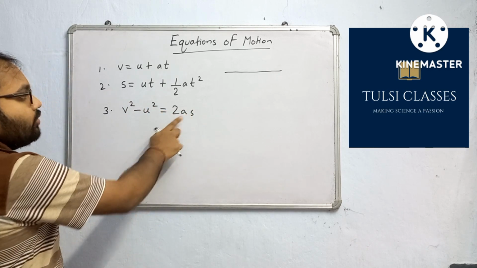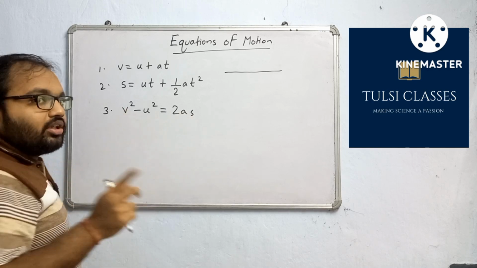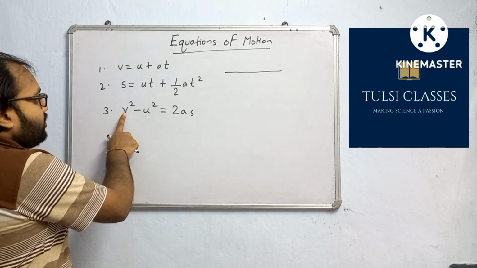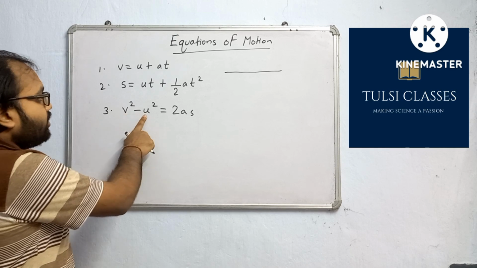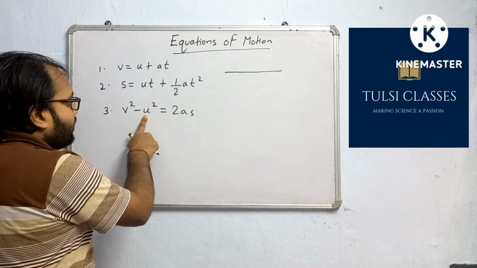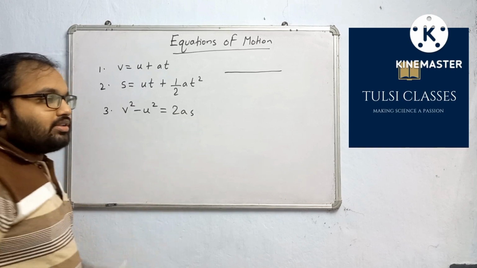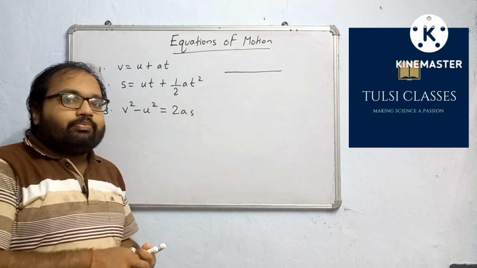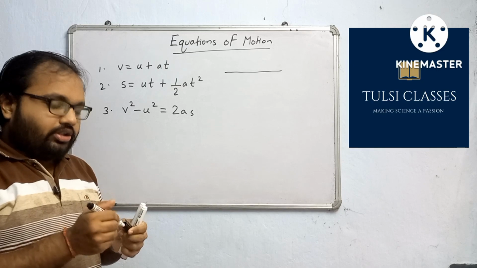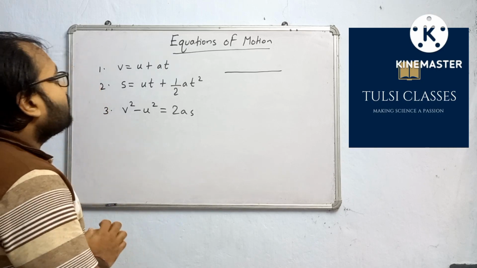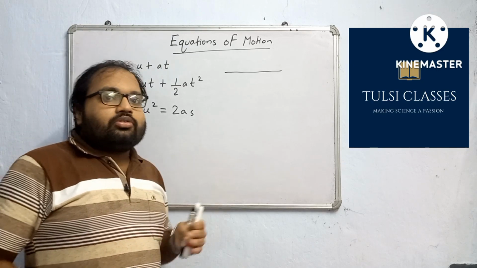Third equation is v² − u² = 2as. Here the relation is between displacement, acceleration and velocities. v², square of final velocity, u², square of initial velocity, their difference is equal to 2 multiplied by a multiplied by s. So these three equations are very important to solve the questions that will come in your ATC exam.